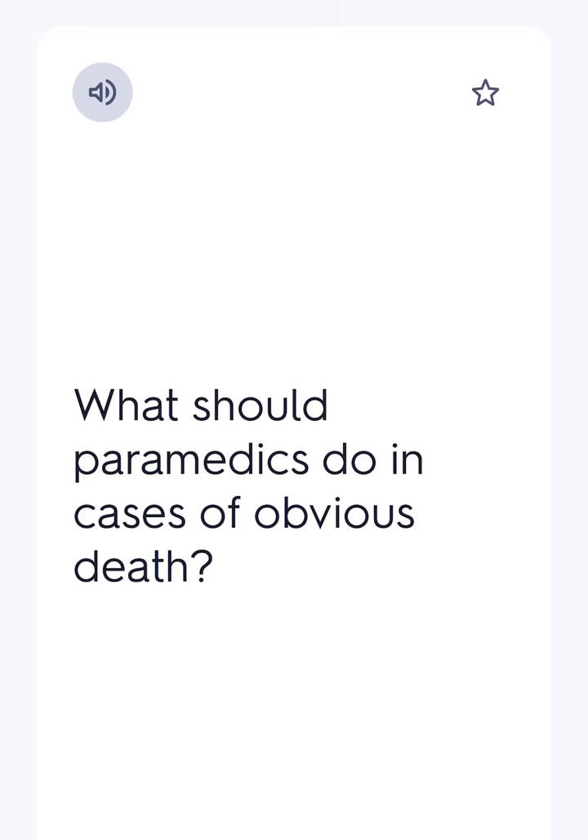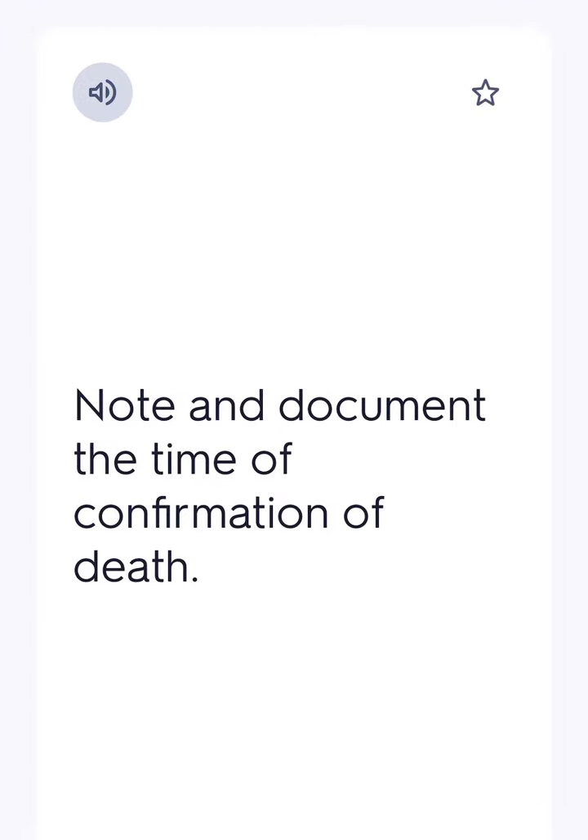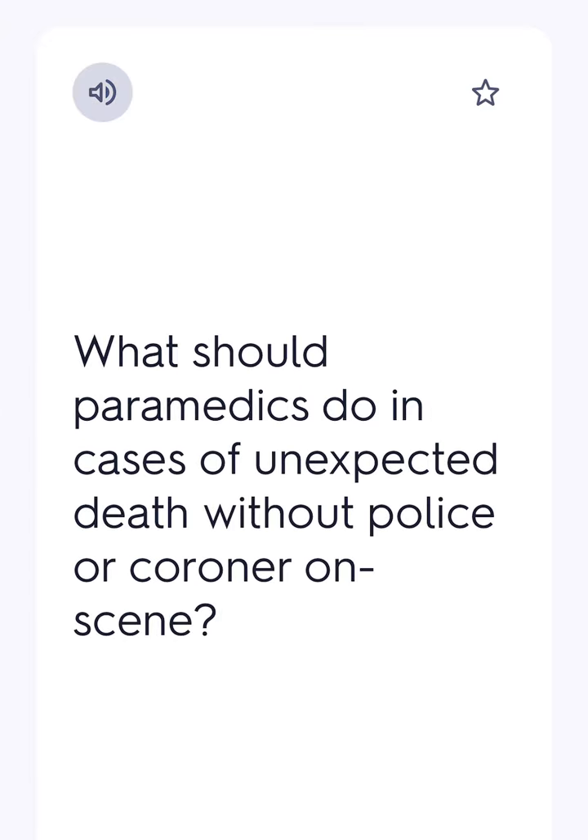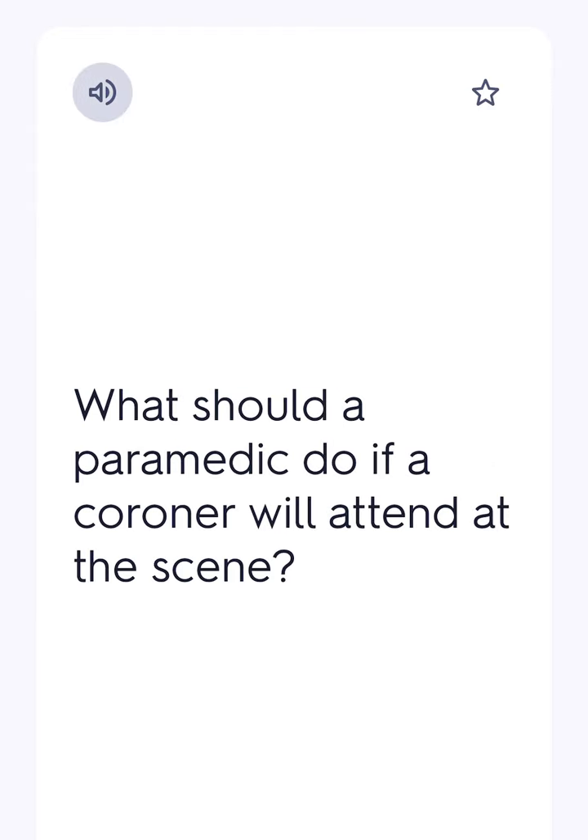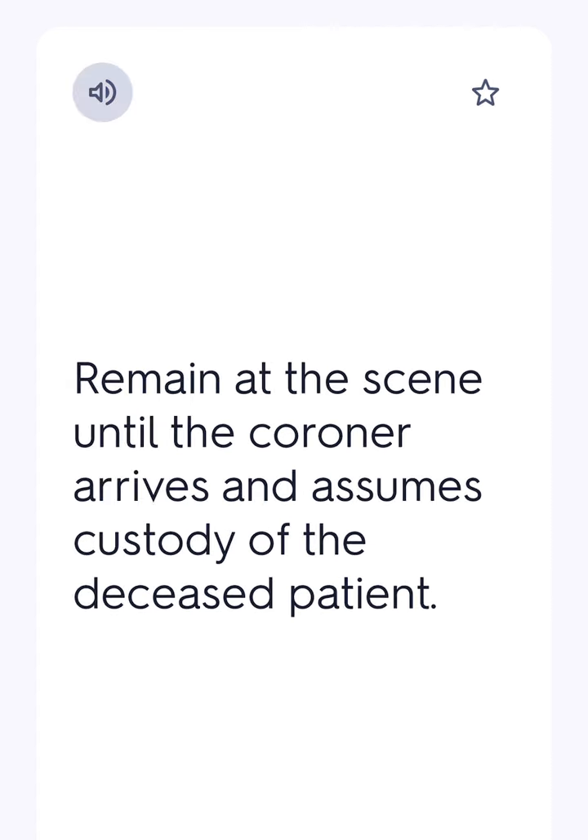What should paramedics do in cases of obvious death? Note and document the time of confirmation of death. What should paramedics do in cases of unexpected death without police or coroner on scene? Advise CCC/ACS of the death, who will notify the police or coroner. What should a paramedic do if a coroner will attend at the scene? Remain at the scene until the coroner arrives and assumes custody of the deceased patient.